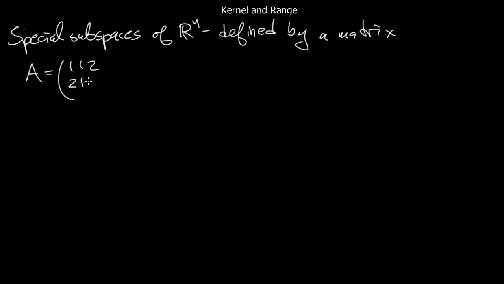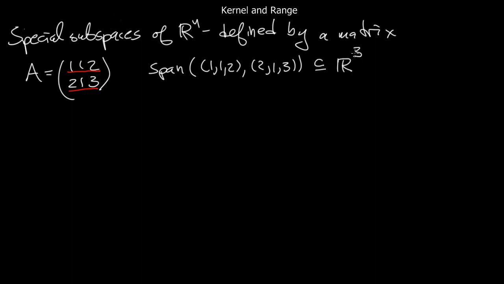And here's an example, this 2 by 3 matrix. There are some interesting subspaces that I can associate to this. So I can take the rows of A, for example, and I can just take their span. So I take the span of (1, 1, 2), (2, 1, 3). That is a subspace of what? These are vectors with 3 coordinates, so this is a subspace of R3. And I indicate subspace with this symbol, contained in. This is a subspace of R3 spanned by 2 vectors.